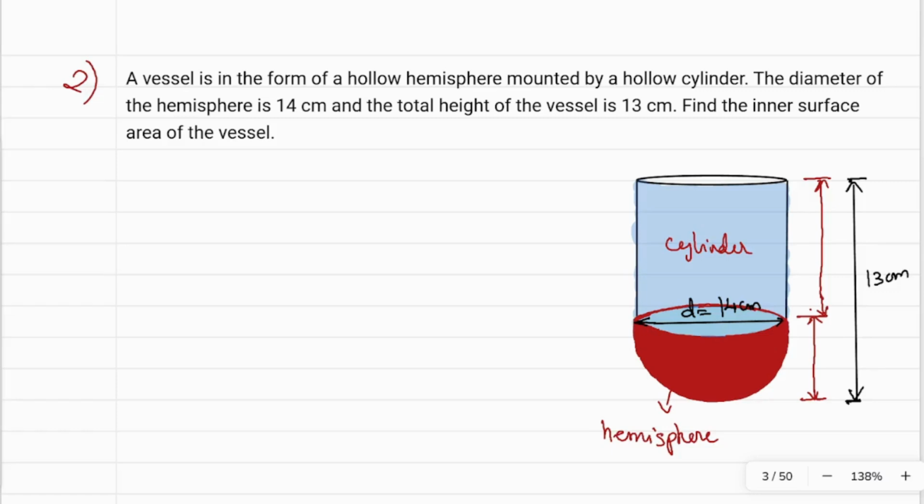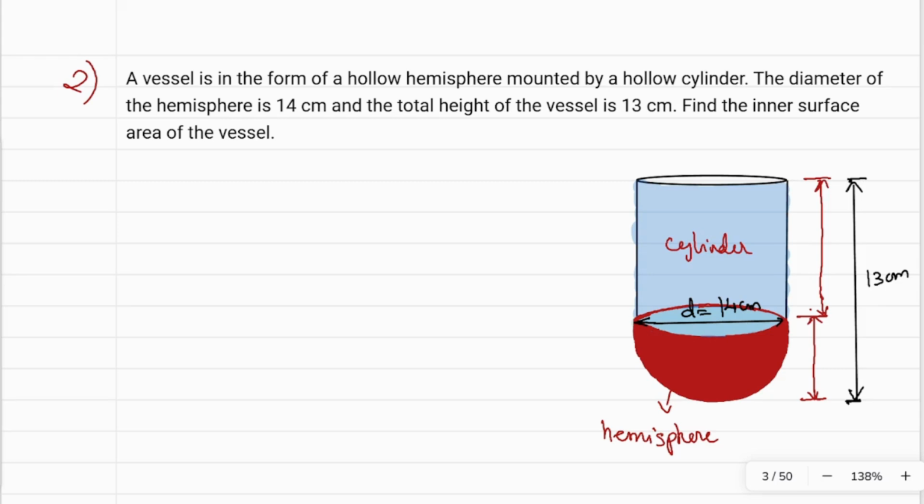So now let's do question number 2. A vessel in the form of a hollow hemisphere mounted by a hollow cylinder. The diameter of the hemisphere is 14 centimeter and the total height of the vessel is 13 centimeter. So diameter is how much? 14. And the total height, cylinder plus hemisphere combined together, is 13 centimeter.